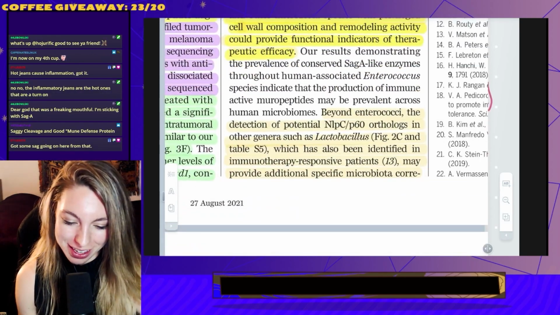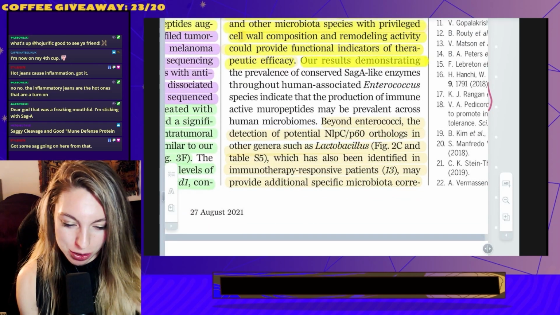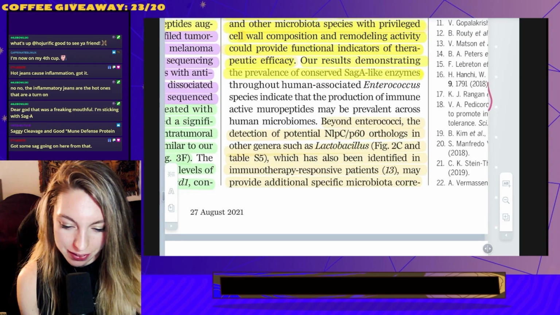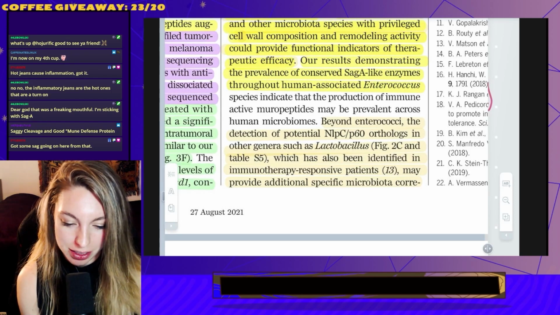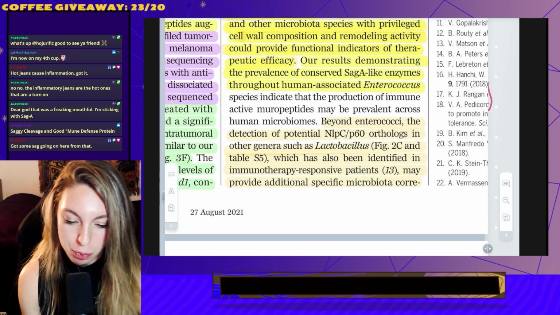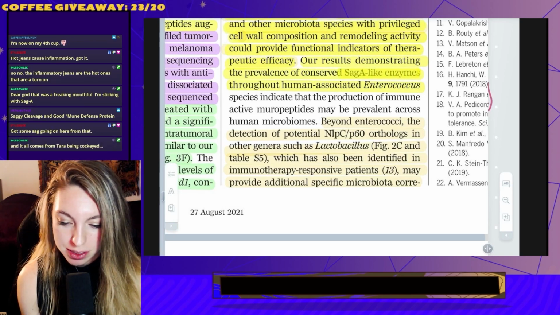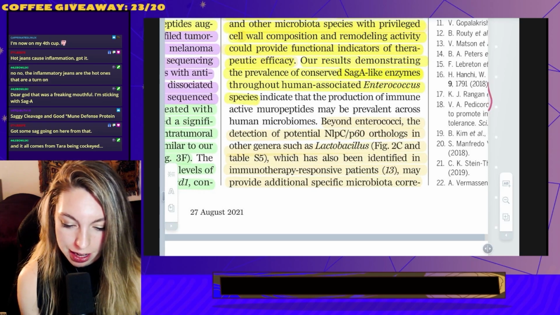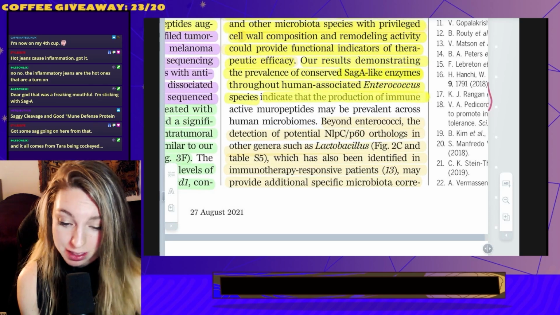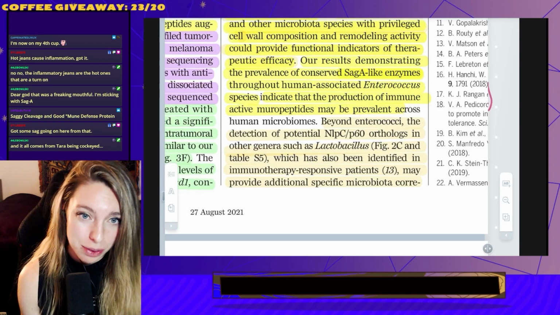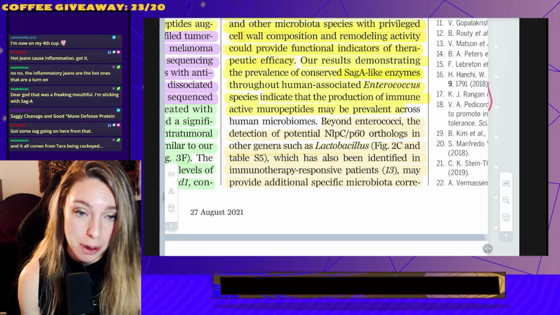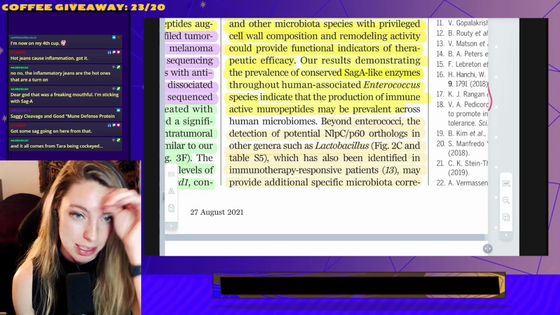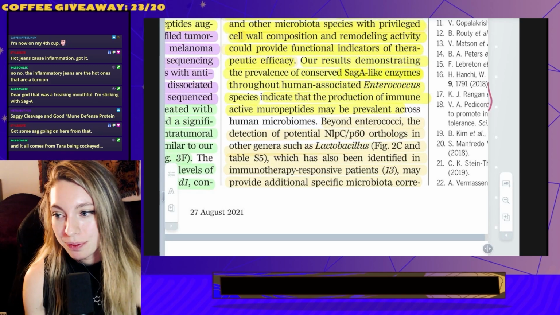So then they go on to say that our results demonstrate the prevalence of conserved SagA-like enzymes throughout human-associated Enterococcus species. So remember in figure 2, they did find there were other SagA-like enzymes in other Enterococci species in humans. And maybe this indicates that there's also production of immune active neuropeptides. But again, they did not test in this paper whether or not human microbiomes produce the SagA enzyme or neuropeptides.